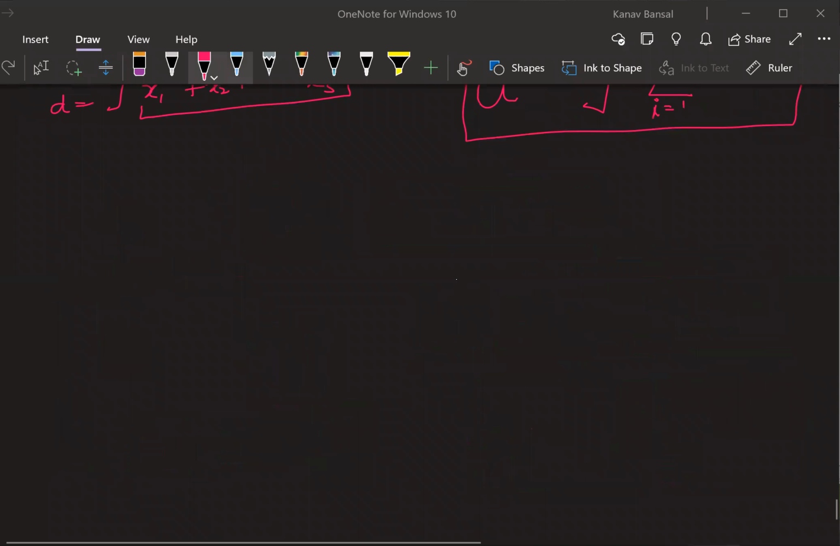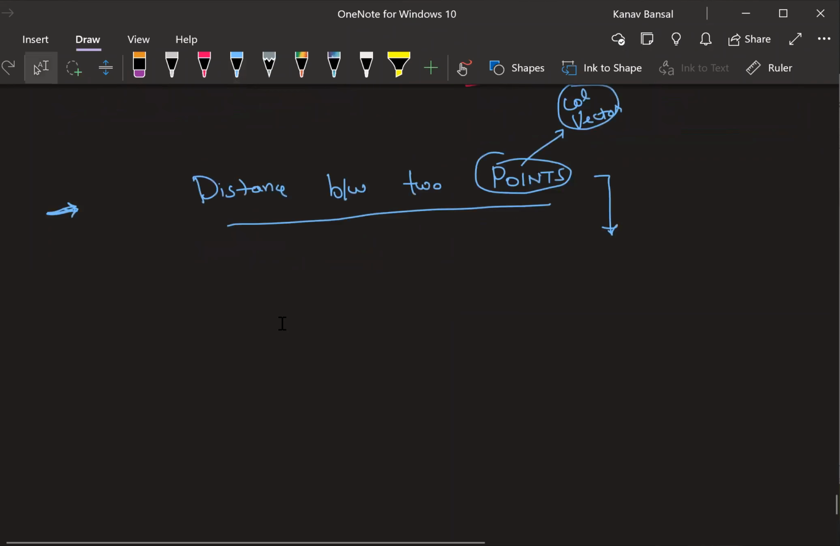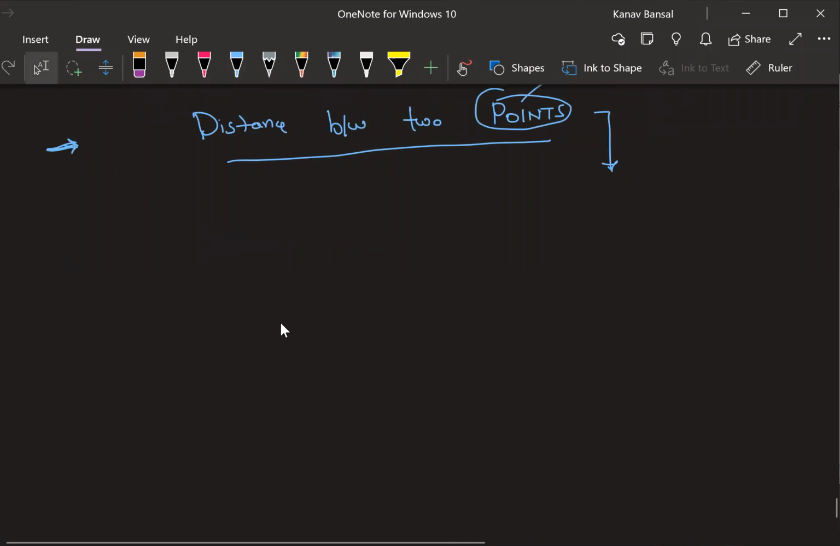Okay. So the next concept for today is distance between 2 points. And we all know the point is nothing but a vector, right? In simple terms, a column vector. Let's try to calculate the distance between 2 points.